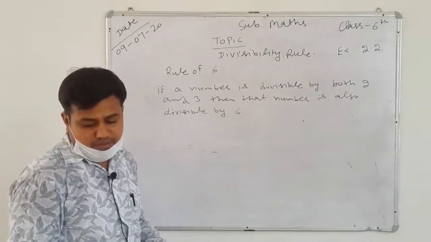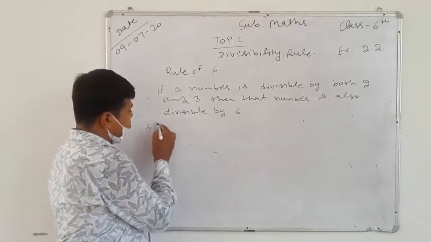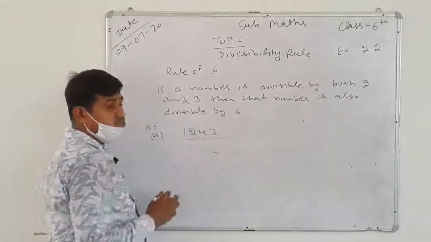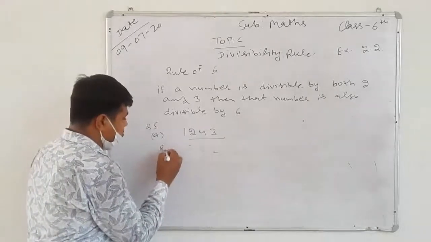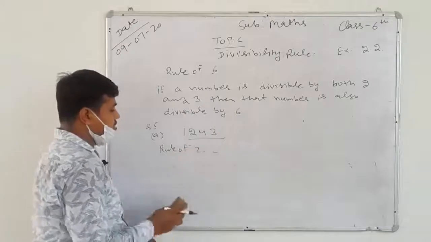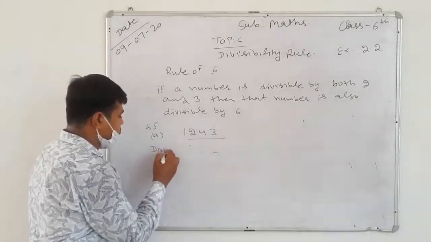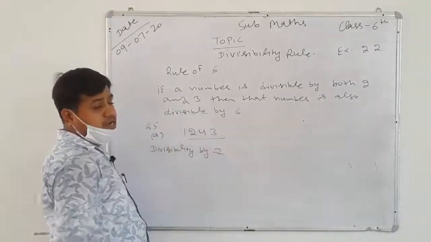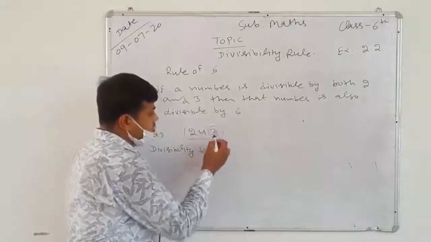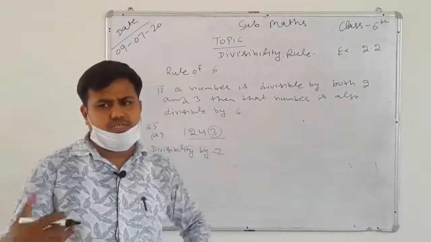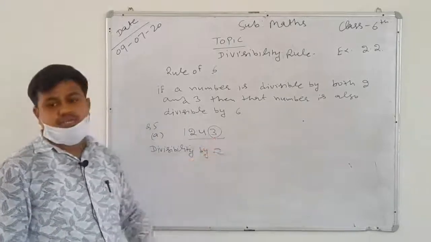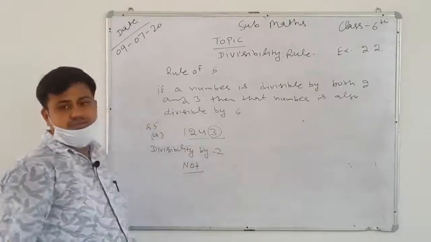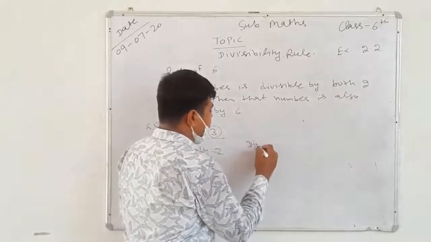Let's take an example from your exercise. Question number 5, part A: 1243. Firstly, the rule of 2, divisibility by 2. The rule of 2 is that the unit place digit is an even number: 0, 2, 4, 6, 8. Here it is 3, which is an odd number. It means not divisible by 2.